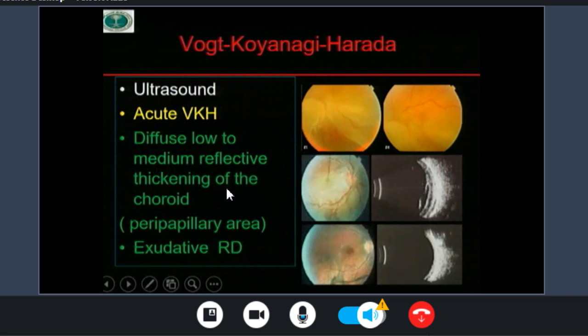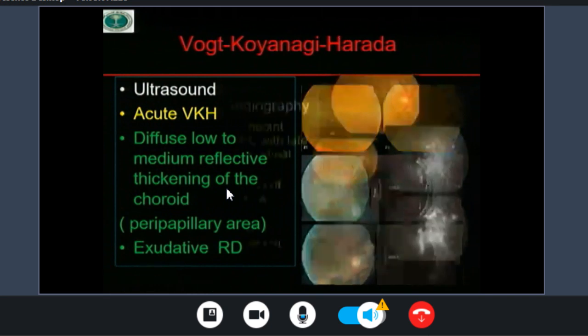Ultrasound in the acute stage usually shows diffuse low to medium reflectivity thickening of the choroid and prepapillary area, and exudative retinal detachment as we see in these patients. When you see exudative retinal detachment, that means the patient has passed the acute clinical stage and is now in the subacute stage, two or three weeks past the exudative retinal detachment.